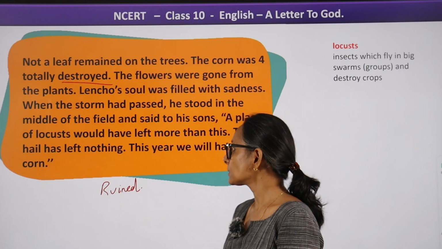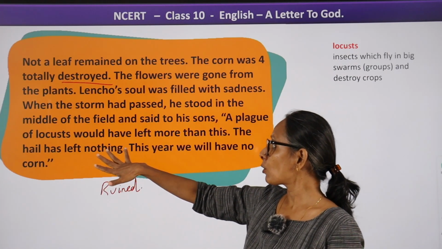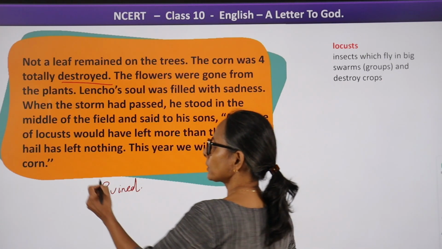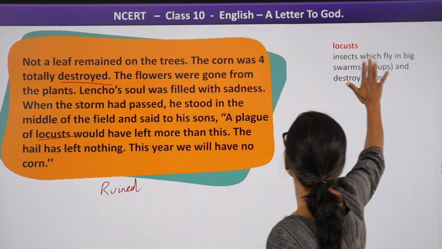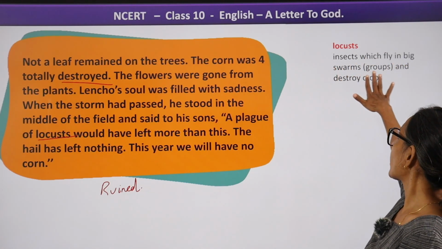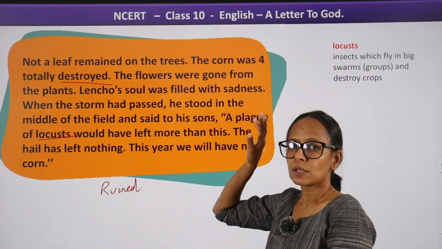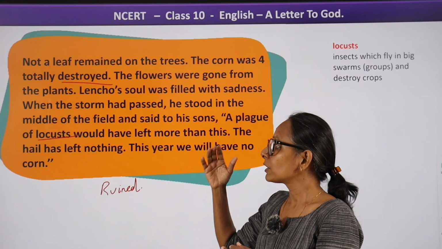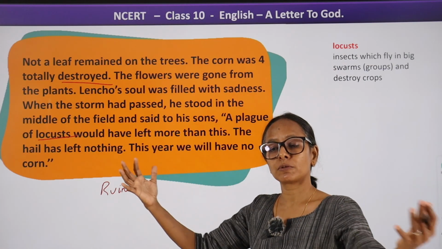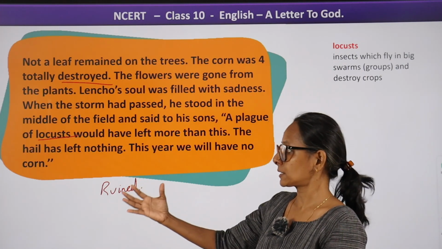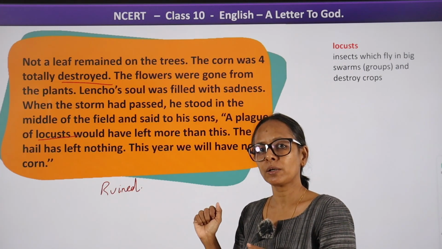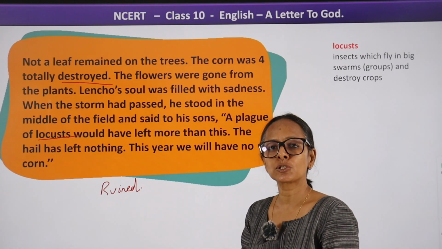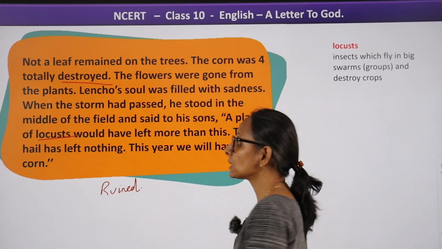What is he telling his sons? A plague of locusts would have left more than this. What does this mean? Locusts. What are locusts? They are insects which fly in big swarms or groups and destroy crops. So what he is saying is, even if there was an infestation, even if a huge swarm of locusts had affected my corn, they would have left a little more. Now everything is destroyed by this hail.